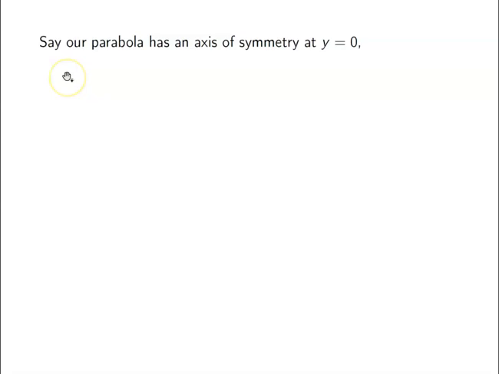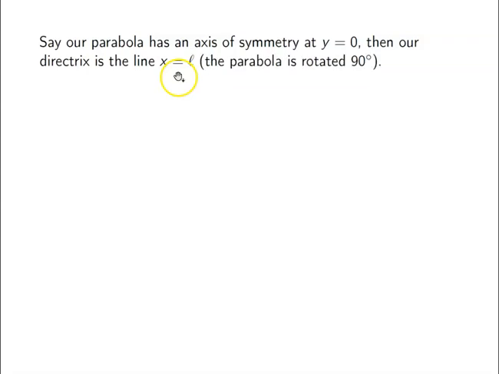So let's say that our parabola has an axis of symmetry at y equals 0 instead. So instead of opening up, it opens to the left or the right. Then our directrix wouldn't be at y equals something, it would be at x equals something. So we'll call that value L. So the parabola is rotated 90 degrees, either to the left or to the right. It doesn't really matter. We'll talk about how to tell the difference between if it's to the left or to the right.